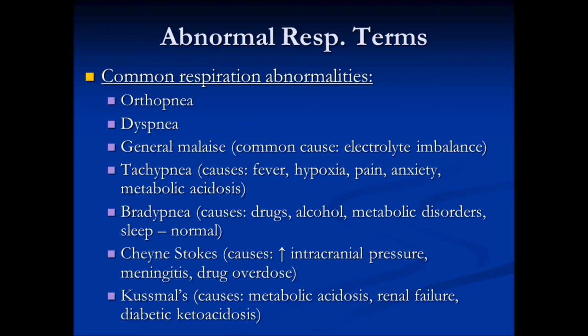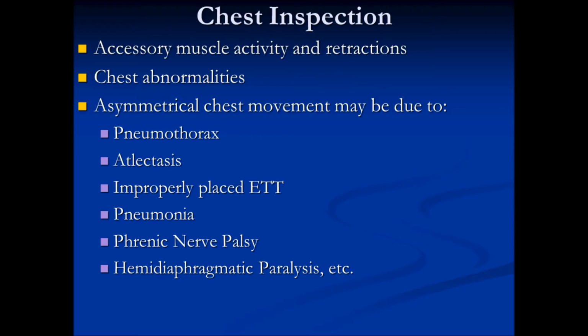And the last abnormal term is Kussmaul's breathing. Learned this last term as well, but the common causes of Kussmaul breathing are metabolic acidosis, renal failure, and diabetic ketoacidosis. Now, while you are determining the nature of the respirations, go ahead and inspect the chest. Look for accessory muscle activity and retractions. Look for any anatomical chest abnormalities. If it's a trauma patient, look to see if there's any impaled objects.